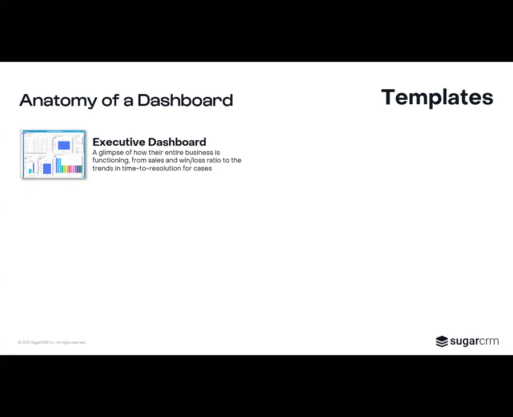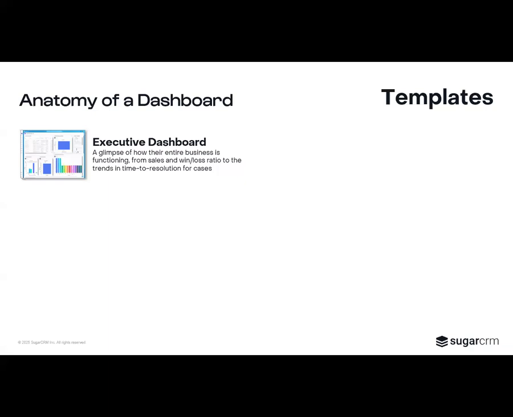Like the very first one is the executive dashboard. And it is that high level view of things that an executive would need to know either for sales or for support and sometimes marketing, depending on what executive we're talking about. It's where they can see win-loss ratios, trends in time to resolve cases, for example, things like that.